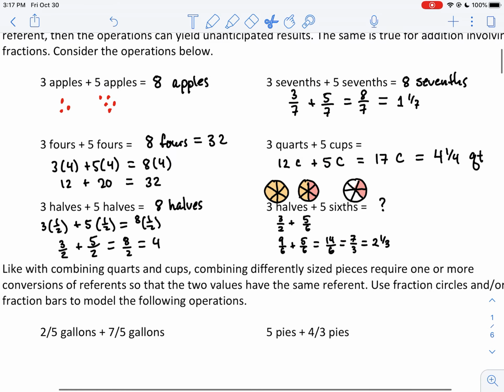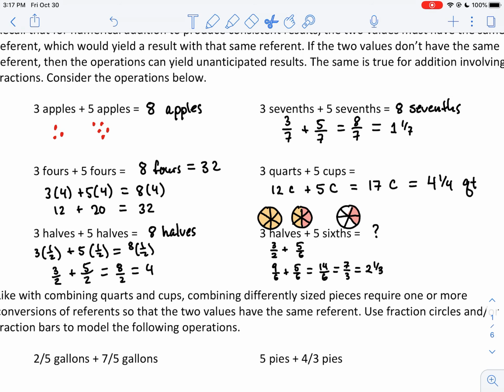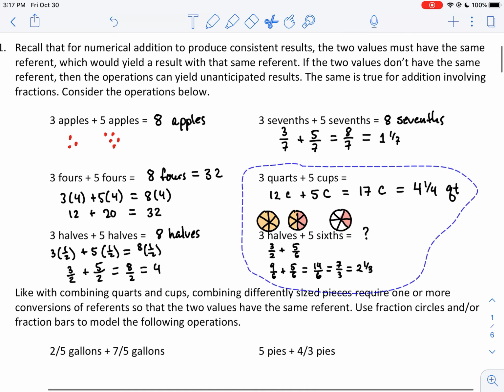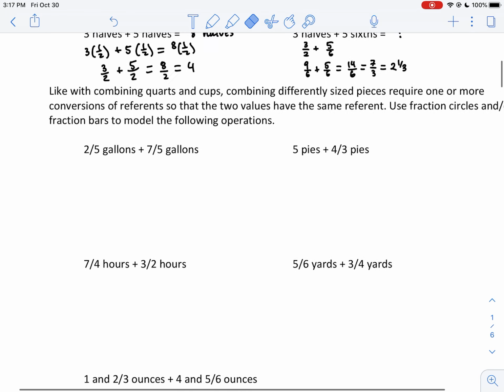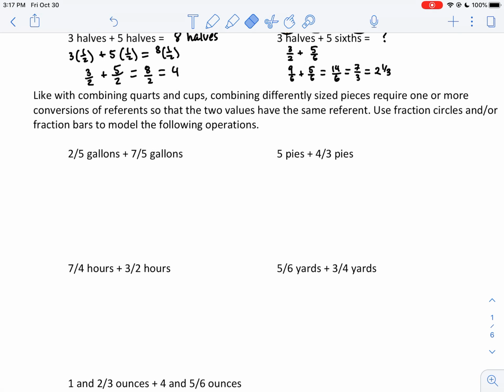Anyway, the whole point of this was to show that when the units are the same, you add in a normal sense. 3 plus 5 is 8. But when the units are not the same, which happened with these last two examples here, some sort of conversion is required. So this is what's being said here. Like with combining quarts and cups, combining differently sized pieces requires one or more conversions of reference. And these are referring to different fractional size pieces. One or more conversions of reference so that the two values have the same referent. Okay, so we're going to do this a little bit more in depth with the next examples here. We're going to use fraction circles and or fraction bars to model the following operations.